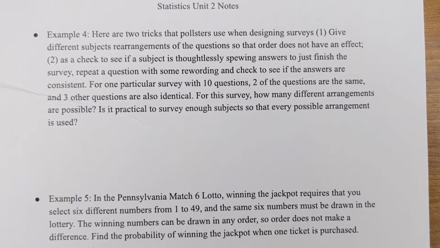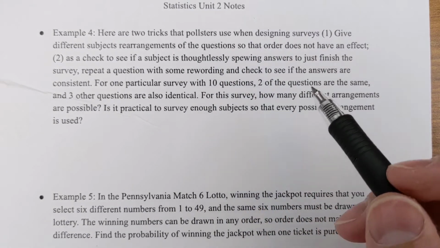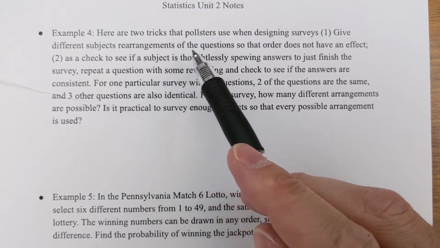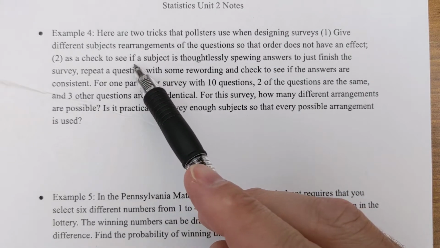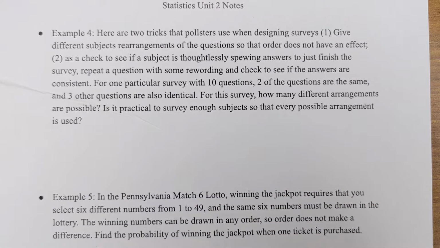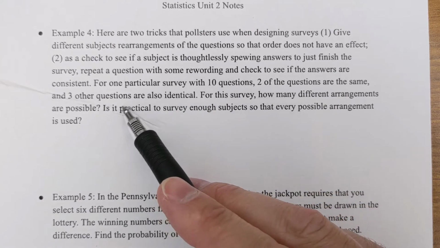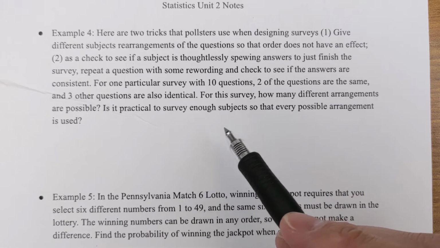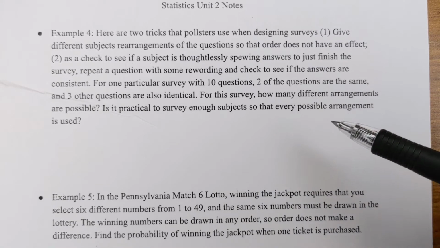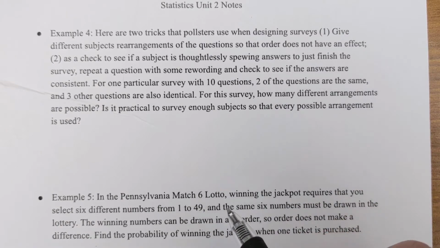Okay, example 4. So when you get a telephone survey or something like that, in order to check for people not necessarily answering honestly, you give different subjects rearrangements of the questions so the order does not have an effect, and check individual subjects by repeating a question with some rewording to see if the answers are consistent. So in one particular survey with 10 questions, 2 of them are the same and the other 3 are identical. So you have 10 total questions, 2 of those are a repeat, 3 of them are also a repeat. Like questions 1 and 2 are the same question, and the questions 3, 4, 5 are also the same question, but different from 1 and 2. For the survey, how many different arrangements are possible?